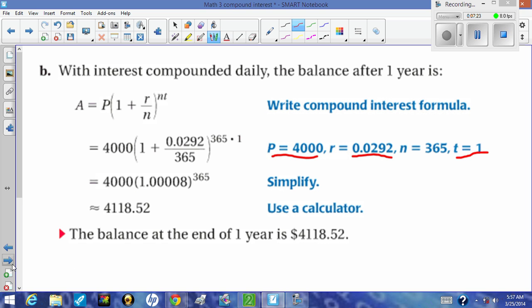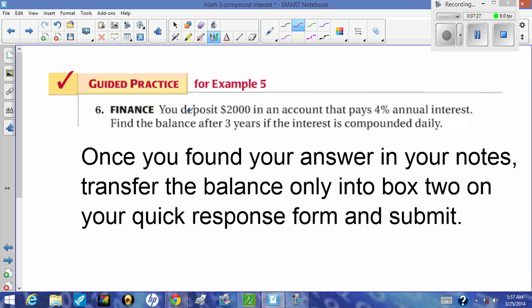Okay, what I'd like you to do is one more problem for me. I would like you to do the guided practice problem. You deposit $2,000 in an account that pays 4%. Find the balance after 3 years for interest that's compounded daily. I'd like you to work this out and submit it into box 2 in your quick response form and submit that to me.